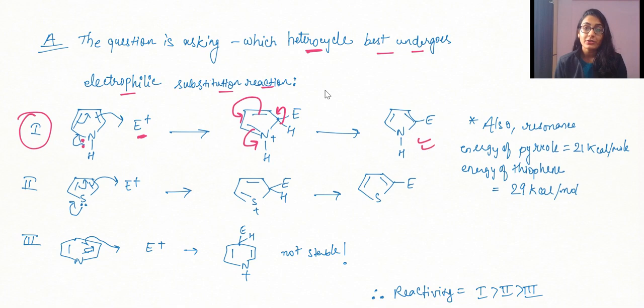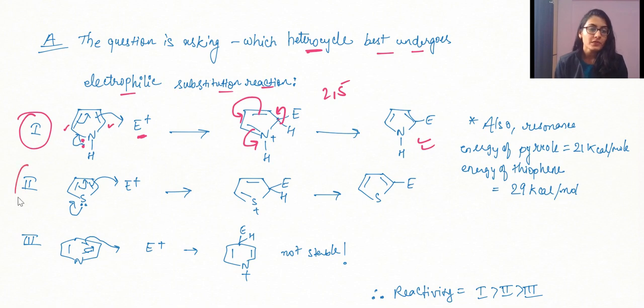If you have studied about the aromatic heterocycles, then you would know that the electrophilic substitution on pyrrole takes place on the 2 and 5 positions. So this is our 1, 2, 3, 4 and 5. Basically on these two positions, the electrophilic substitution is best for pyrrole.